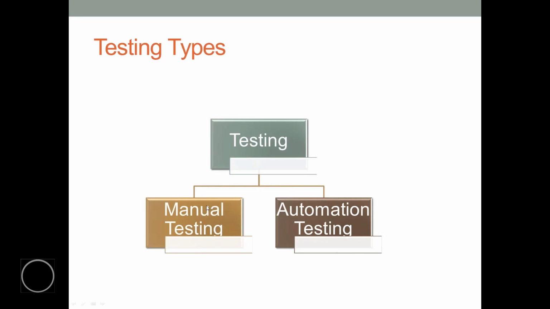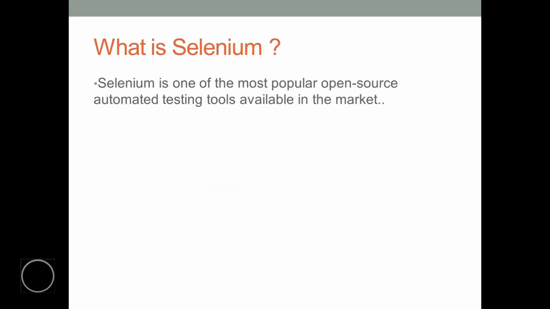Manual testing is the one where a human sits in front of a computer and performs the testing. We call it manual testing. And in automation testing, a software does the testing, not a human. We call that automation testing. Right? So what is Selenium?